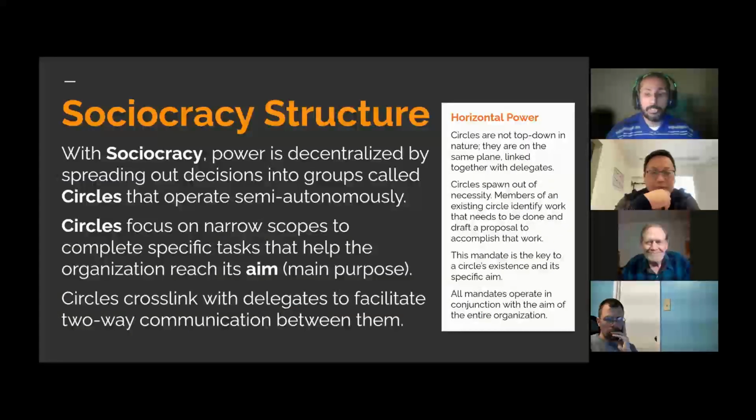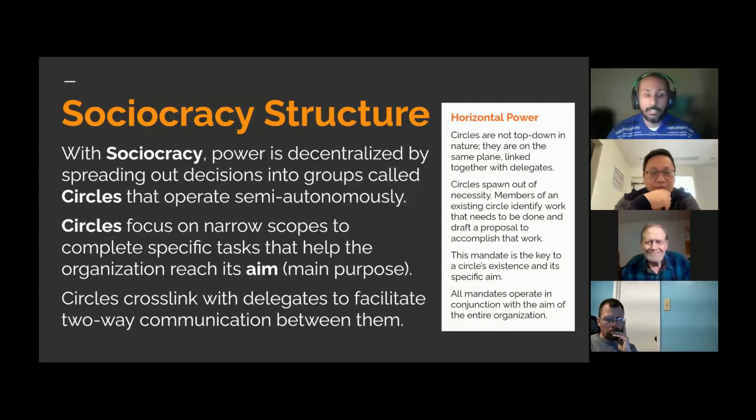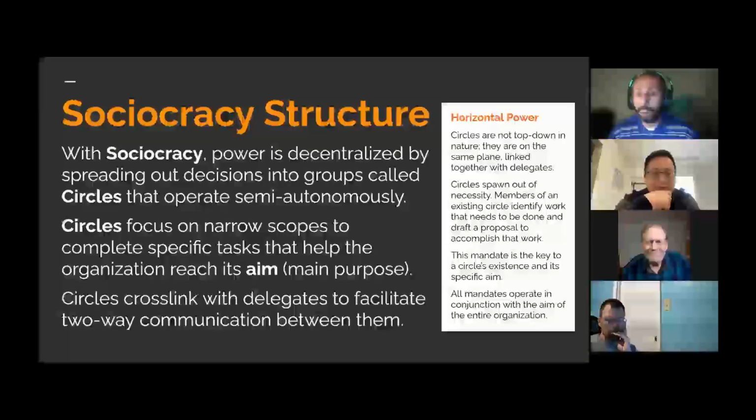So the Sociocracy structure is fundamentally completely different. It flips that upside down. With Sociocracy, the power is decentralized by spreading out decisions into groups called circles that operate semi-autonomously. Circles focus on narrow scopes to complete specific tasks that help the organization reach its aim or main purpose. Circles cross-link with delegates to facilitate two-way communication between them. That way each circle knows what each other circle group is doing. Circles are completely horizontal. That means they're not top down, they share equal power, and they are linked through delegates.